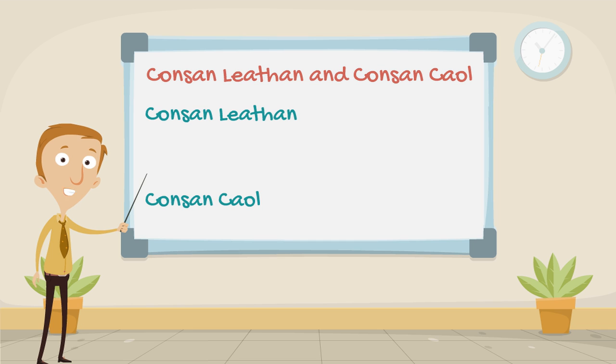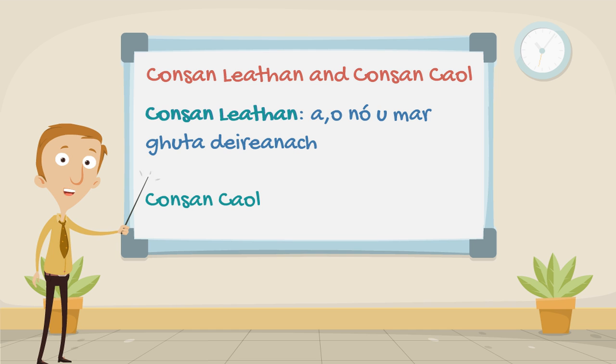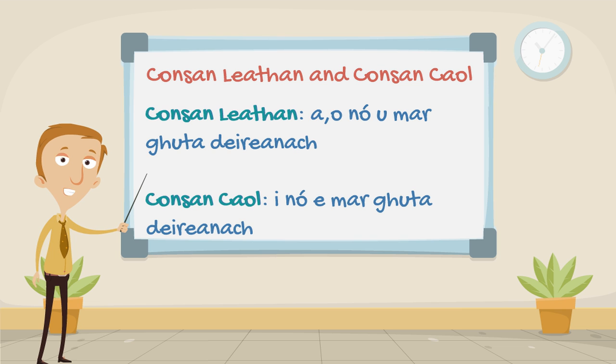It's very easy to tell which is which because a Consan Leathan will have either an A, O, or U as its last vowel, and a Consan Caol will have either an I or an E as its last vowel. This is a term that comes up all the time in Irish, so make sure you take a note of it and remember it.